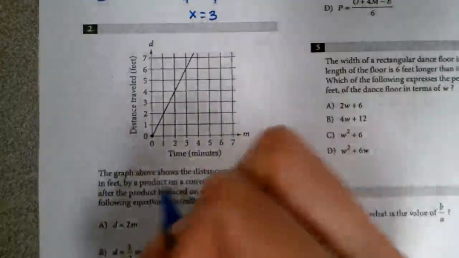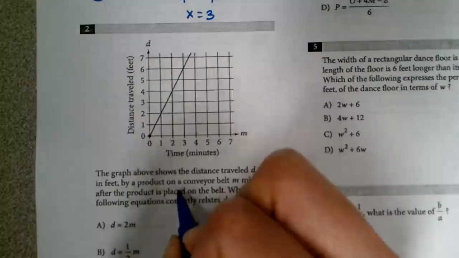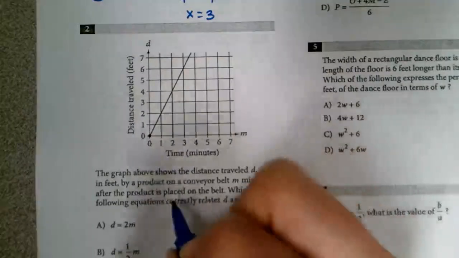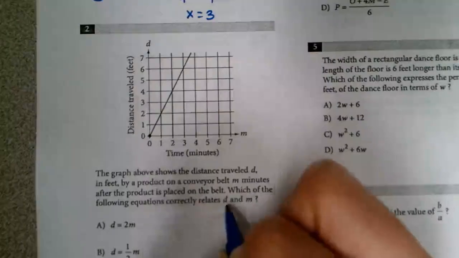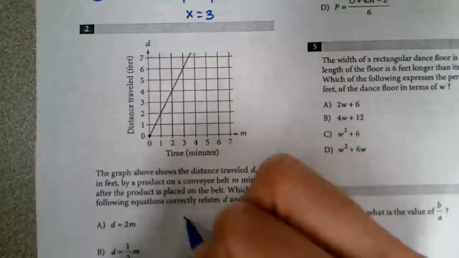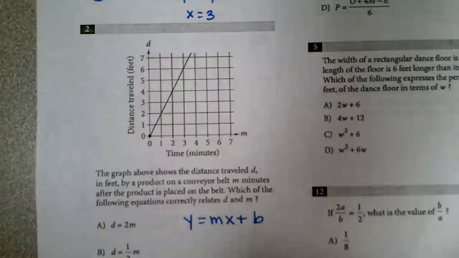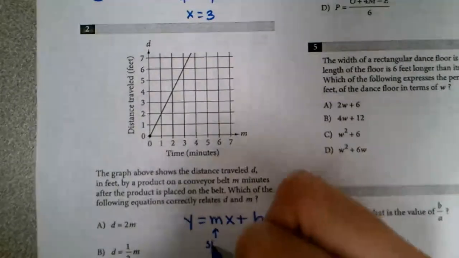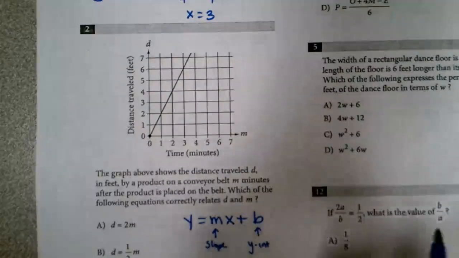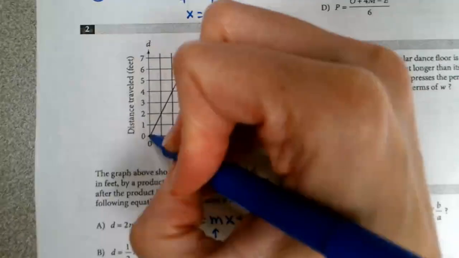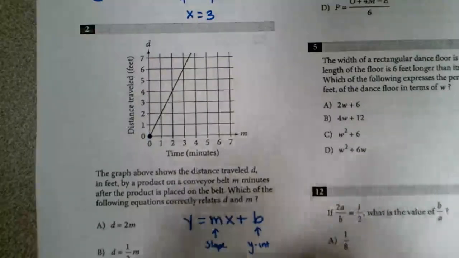Number 2, the graph above shows the distance traveled d in feet by a product on a conveyor belt m minutes after the product is placed on the belt. Which of the following equations correctly relates d and m? We focused on equations of lines being in y equals mx plus b form, where m is our slope and b is our y-intercept. On this graph, we have a y-intercept of 0, so I know my b value is 0.